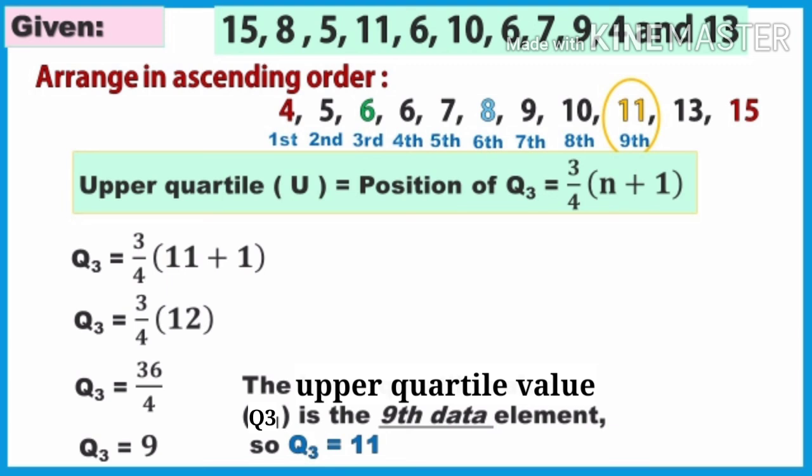So, ibig sabihin, magbibilang tayo ng 9 or pang 9th ang quartile 3 sa data. So, let's count the first, second, third, fourth, fifth, sixth, seventh, eighth, ninth. So, the 9th element is 11. So, therefore, the upper quartile is 11.